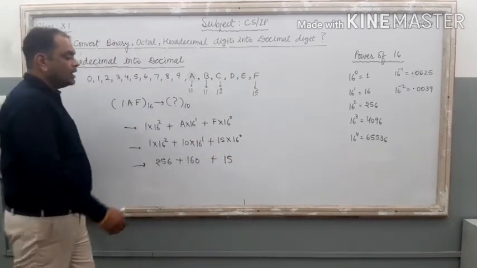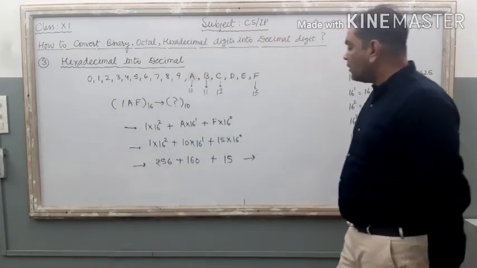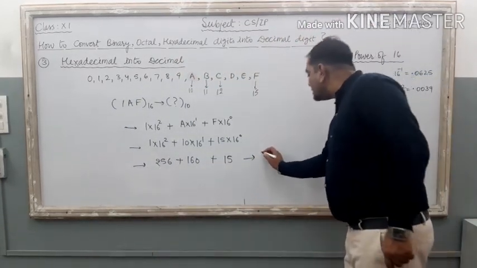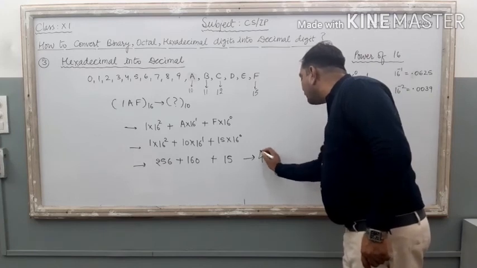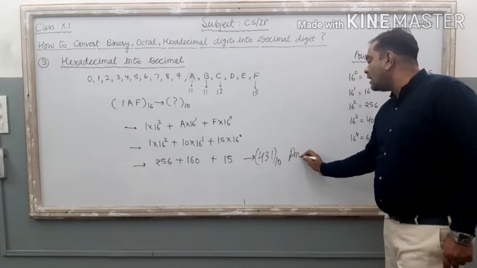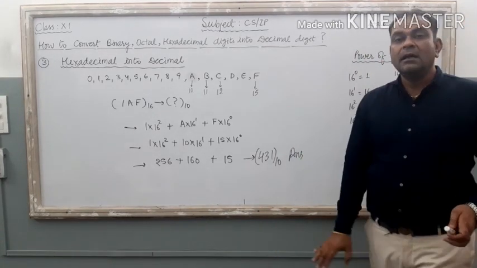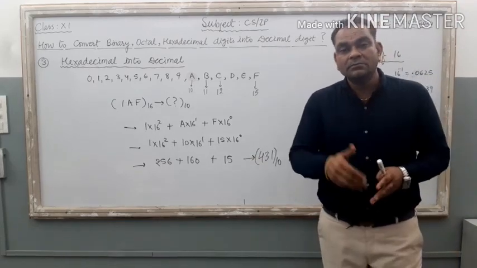Clear? Now the overall result, if we add these three parts, is 431 in its decimal equivalent. So here it is the answer. Clear? I hope the whole topic is understandable by you. Thank you.